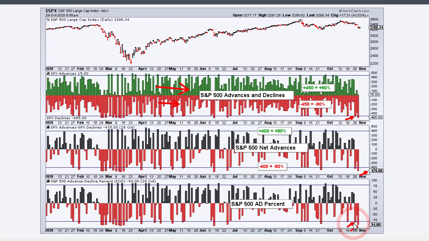And that is typically a bearish indication going out medium to long term. Short term, it creates an oversold condition that may give way to a bounce. But longer term, it could have more bearish ramifications. And let's look at that.